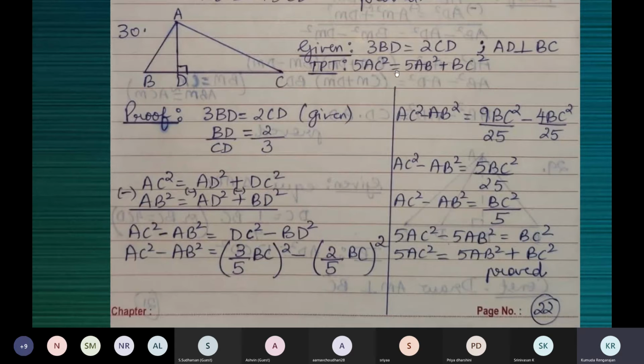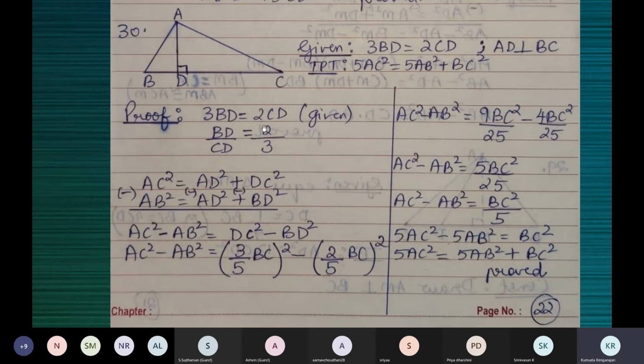Now the final result has AC square, AB square and BC square. It does not have DC or BD. So you need to take away these two and introduce BC. See the result here. The result has BC in it. It does not have DC or BD. We'll have to introduce BC.